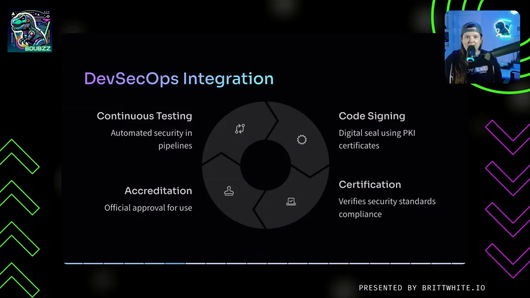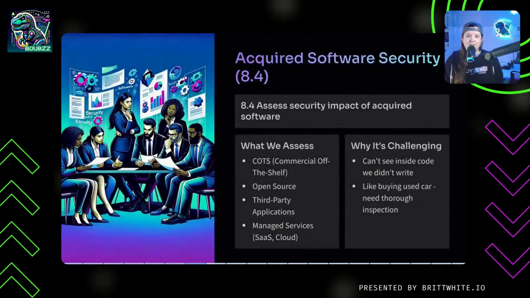Finally, we have certification and accreditation. Certification thoroughly verifies compliance with security standards, while accreditation provides the official stamp of approval for use. This all ties back to what we learned in Domain 6. So now we move into Objective 8.4, assessing the security impact of acquired software.